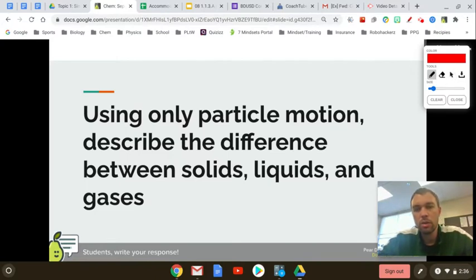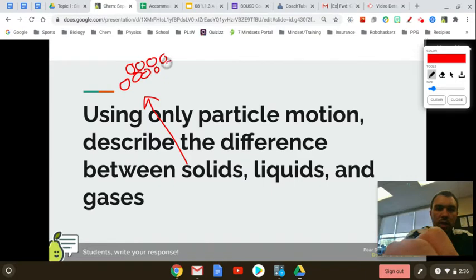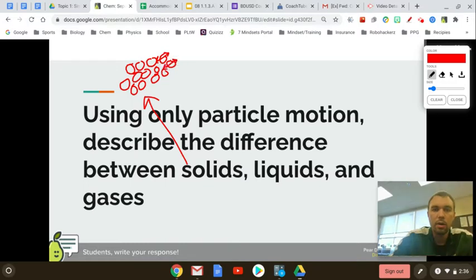Using only particle motion, describe the difference between solids, liquids, and gases. If we remember, a solid has particles that are tightly packed, very close to each other. Using particle motion, these particles just vibrate back and forth. They're not really changing their position or sliding past each other. They're right next to each other, and they just vibrate back and forth very quickly.